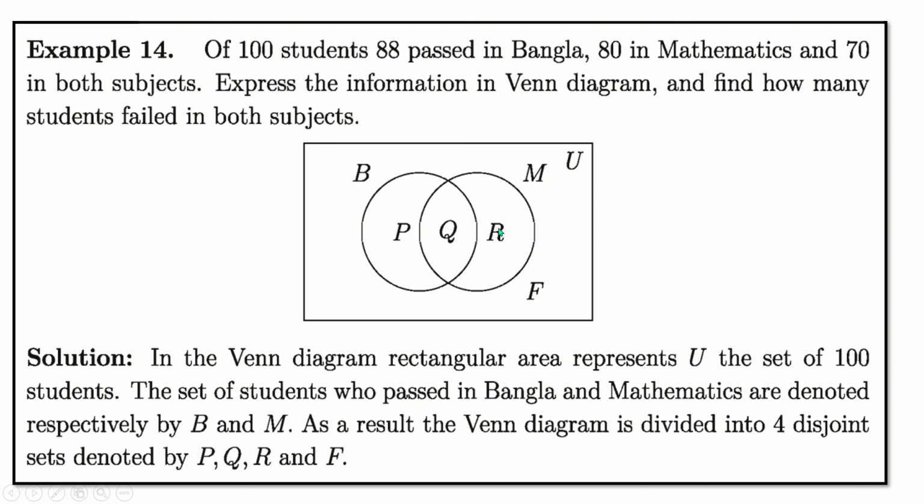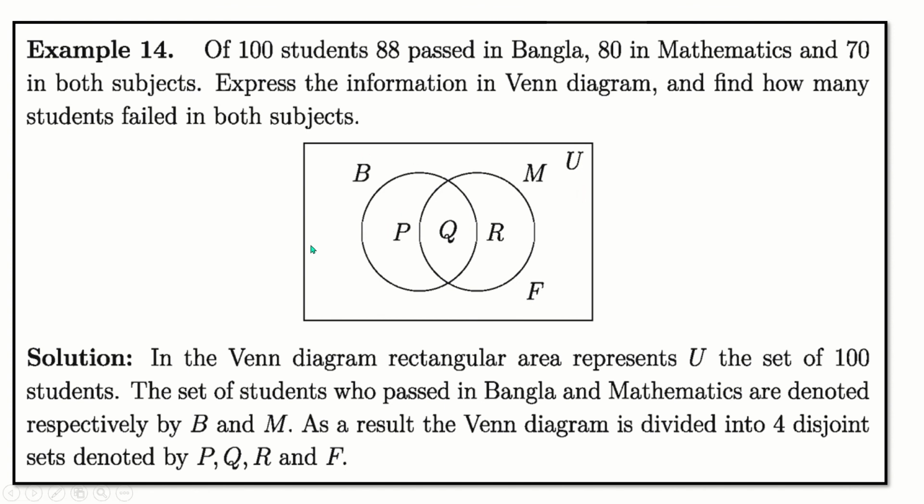And R is equal to what? R is equal to 80 minus 70, that is equal to 10. Clear? R is equal to 10. So this part is 18, this part 70 is given, and this part 10. So 10 plus 70 equals 80, plus 18 equals 88.